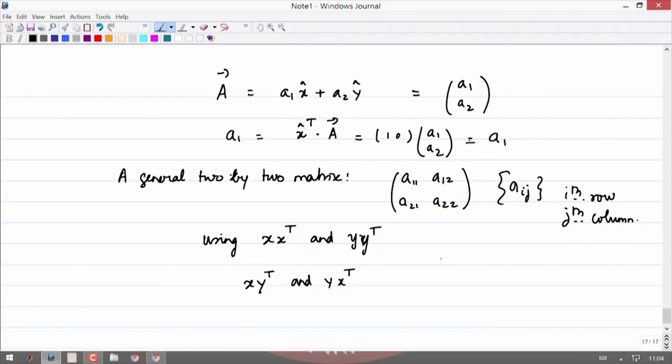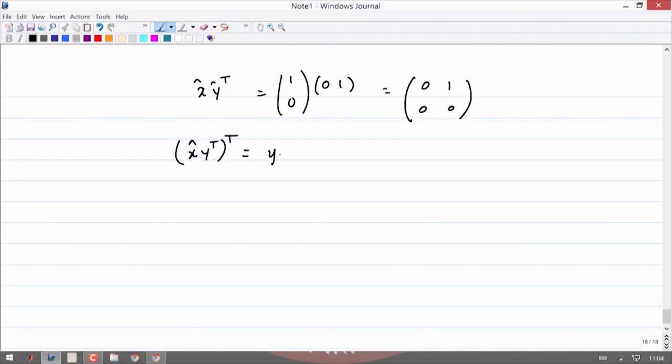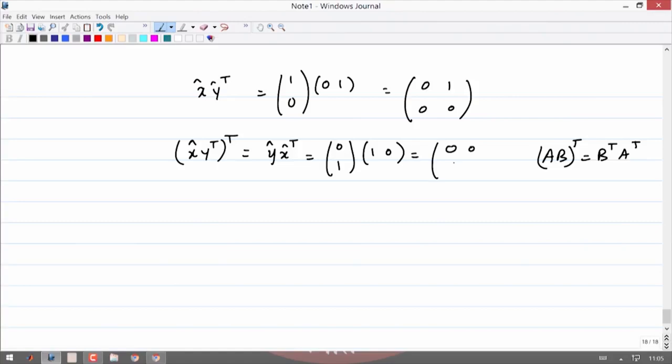Okay. Now, what is x yt? x yt is the column 1, 0 and the row 0, 1. And this you can write immediately as 0, 1, 0, 0. What about x yt transpose, which is y xt? You remember in matrices, if you write AB transpose, you should know that it is B transpose A transpose. So, if you do that, then you see that this is the column 0, 1 for the y and the row 1, 0 for the xt, and you know what this will give you is, this will give you 0, 0, 1, 0.